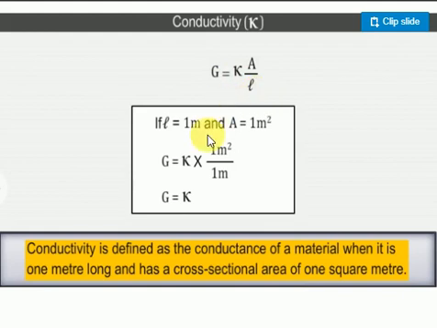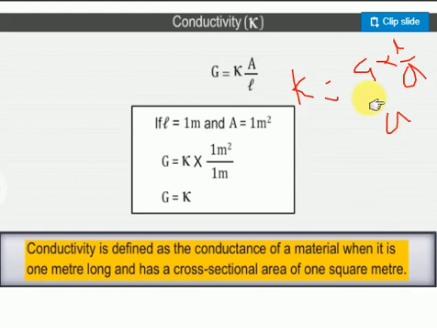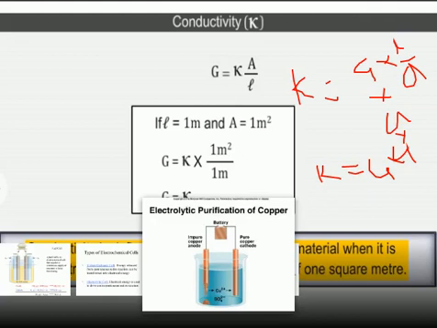Clear? So next one is that kappa is equal to, very important even for problems. Kappa, the specific conductivity, is equal to G into L by A. L by A is called the cell constant. You can also represent it by G star, G star is nothing but L by A. So kappa is equal to G into G star. This one you have to remember.